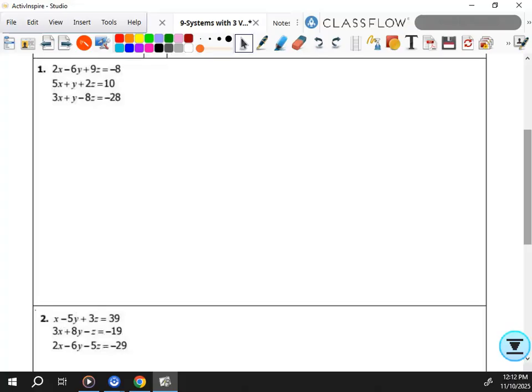When you look up here to try to decide what you want to start with, if I look at my x's, I'd have to multiply all 3 equations by something to make them all be able to cancel out. It looks like y would probably be the easiest one to eliminate no matter which 2 that I choose. So we're going to group them together.